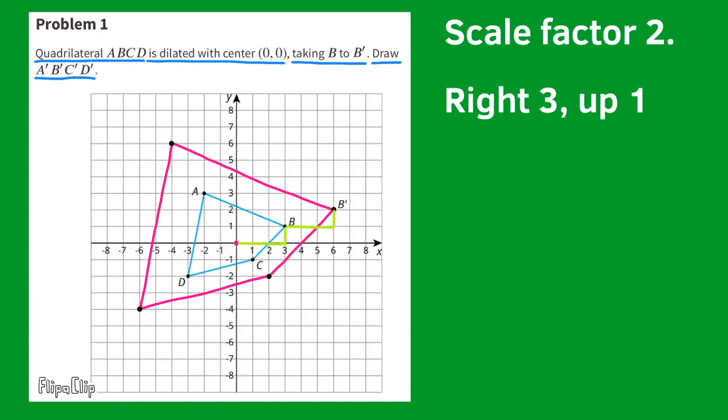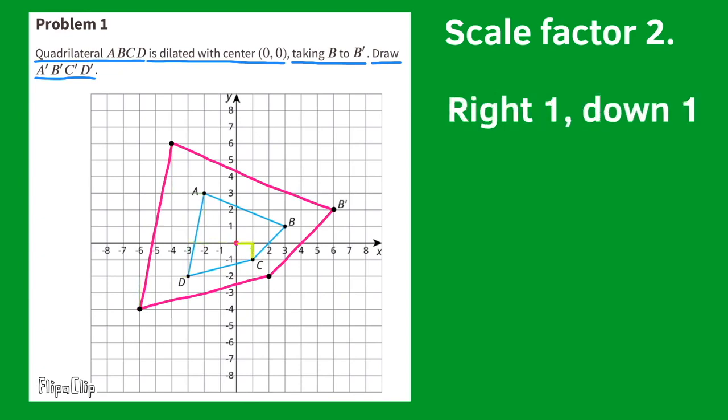And repeat that process for the other points. Left 2, up 3, left 2, up 3, left 3, down 2, left 3, down 2, and finally right 1, down 1, right 1, down 1.